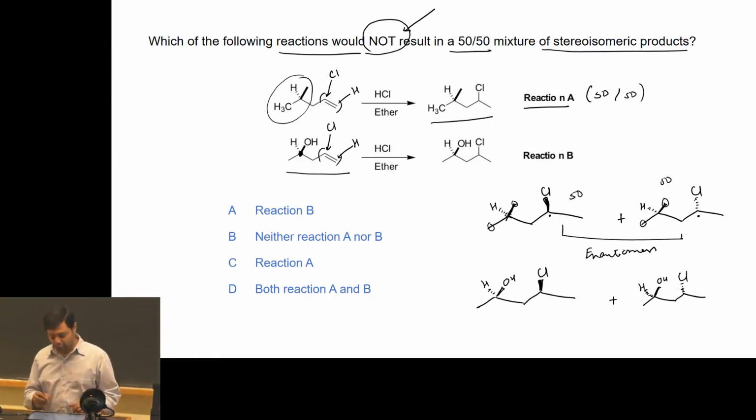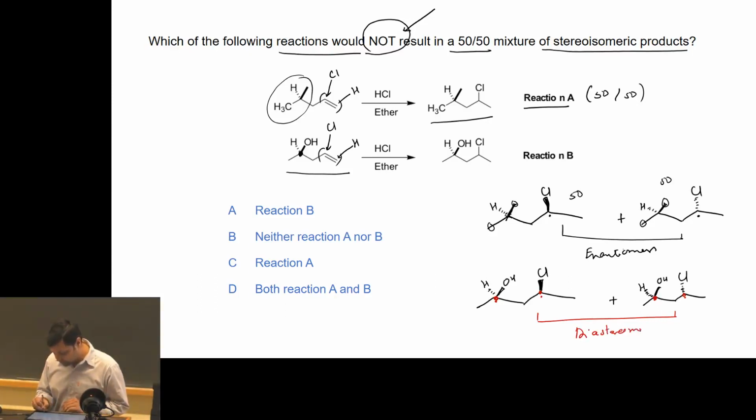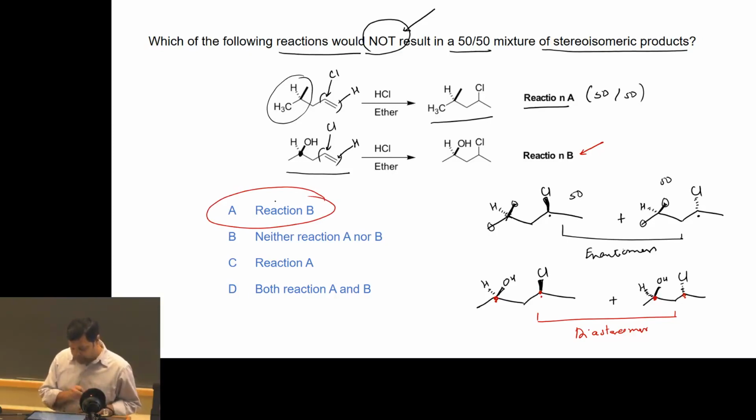Now let's look at the relationship between both these compounds. In both these compounds, you have two chiral centers. And as you can see, in both these compounds, at this chiral center, you have the same configuration. They only differ at the chiral center that is attached to the chlorine. So both these compounds are diastereomers. Since you are forming diastereomers in reaction B, you will not get 50-50. So the answer to this question is reaction B.